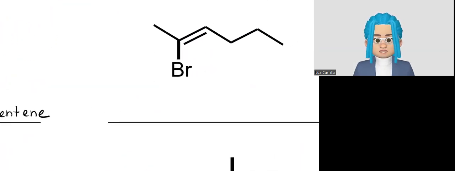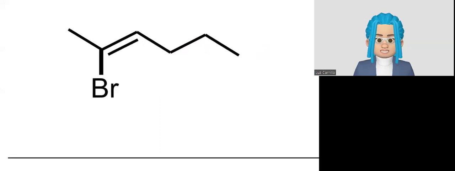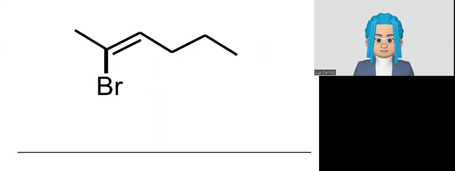Here we have several examples of cis versus trans. Take a moment and, following the steps that were explained, determine if this alkene is cis versus trans. Let's go over the answer.